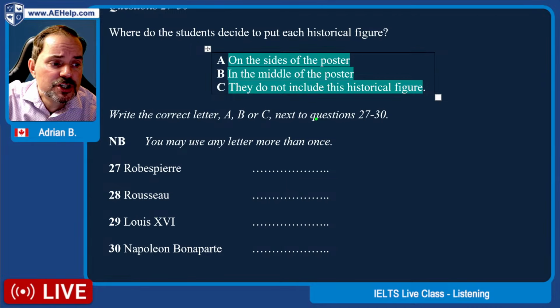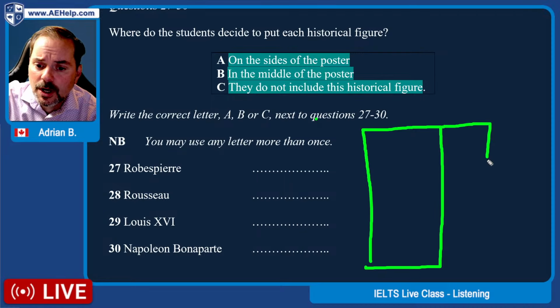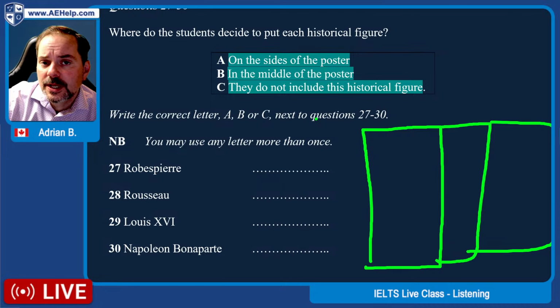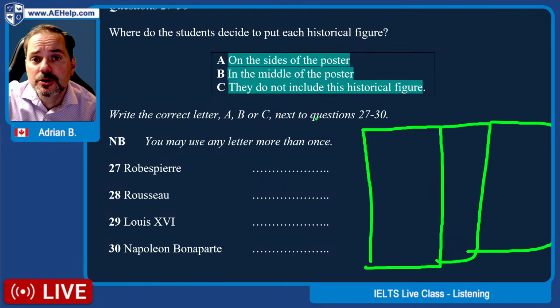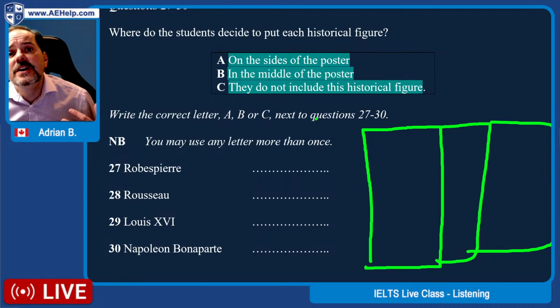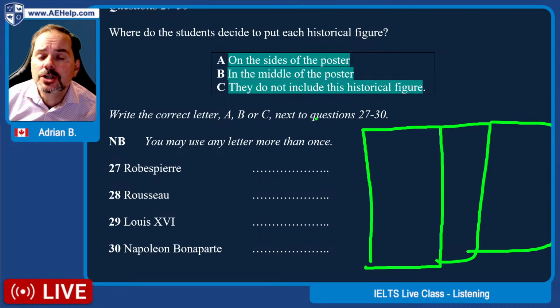So I definitely recommend using that as a note paper, especially when you get to a question like this one, where it's very visual. And you saw me doing this while we were listening. I recreated the 3-panel poster. So it's got 1, 2, 3 parts to it. And we hear them talking about this 3-panel poster even earlier on. So when you have this kind of a visual listening, you should create the image.